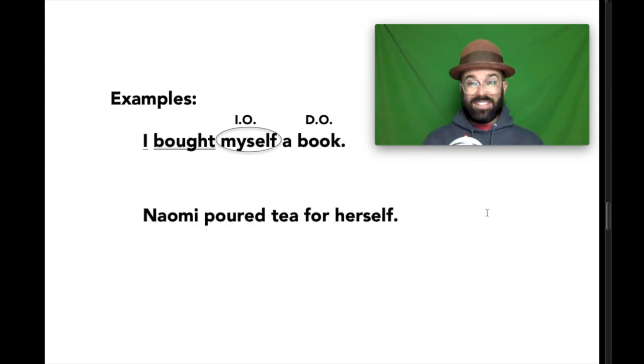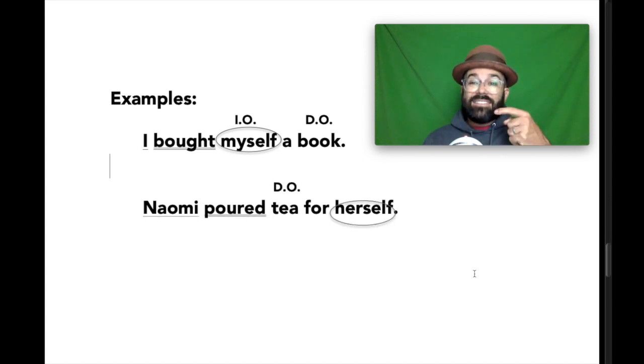Naomi poured tea for herself. Can you find the reflexive pronoun in this one? They're pretty easy to find considering they all end with self or selves. Let's take a look. Okay, so in this sentence, Naomi is the simple subject.